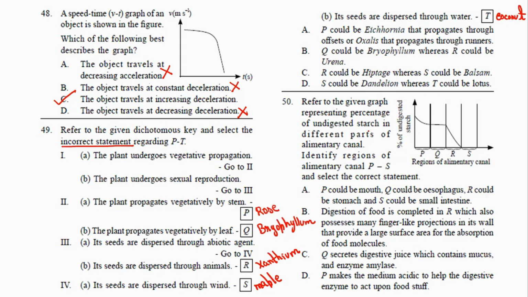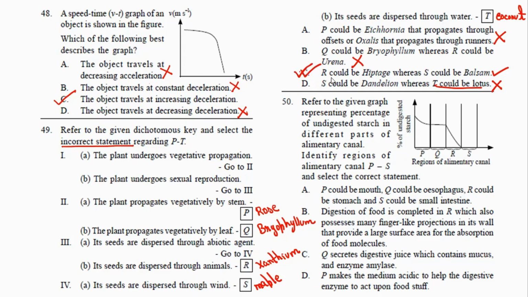So we have to find the incorrect statement here. So let's see. P could be Eichhornia that propagates through offsets, or oxalis that propagates through runners. This is a wrong statement. Q could be bryophyllum. Yes, this is correct. Whereas R could be Urena. This is wrong. R could be hiptage. Yes, hiptage has spike-like structure, whereas S could be balsam. Yes, this is correct. This is the incorrect statement. S could be dandelion, whereas T could be lotus. Yes, T can float. This is also wrong in this case because they have asked for the incorrect statement. So the incorrect statement here is option number C, right? And the correct answer for us in this case.